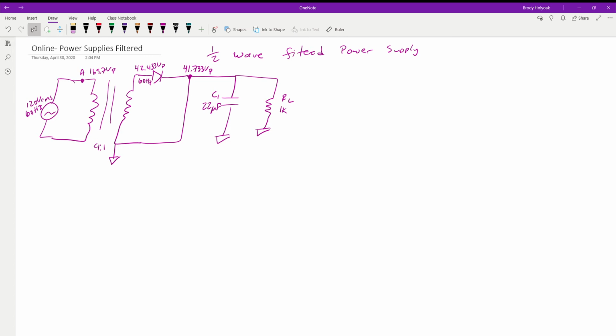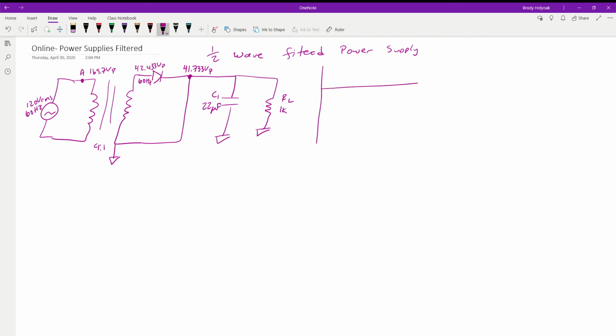Now, when the capacitor discharges, it's going to discharge through the resistor. And so when that happens, we're going to lose a little bit of voltage, and then the signal is going to come back through from our waveform, and it's going to charge the capacitor back up. So our output is going to look like this.